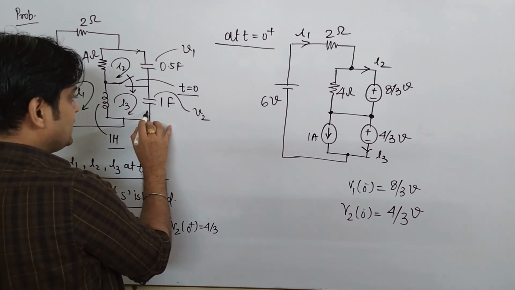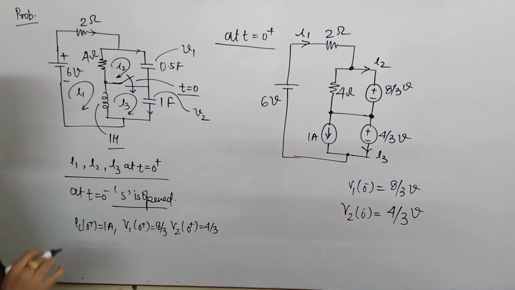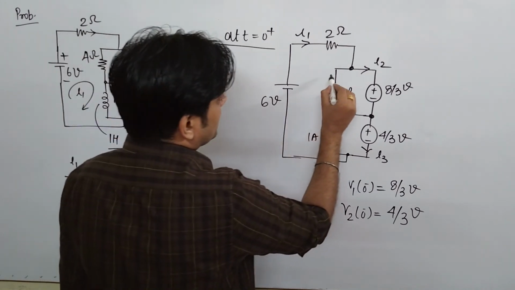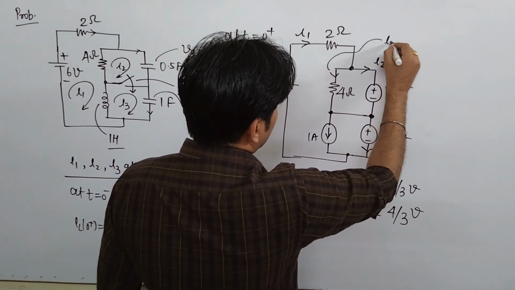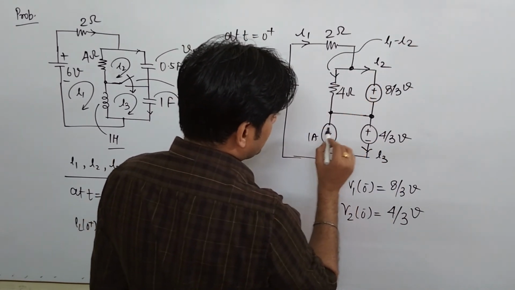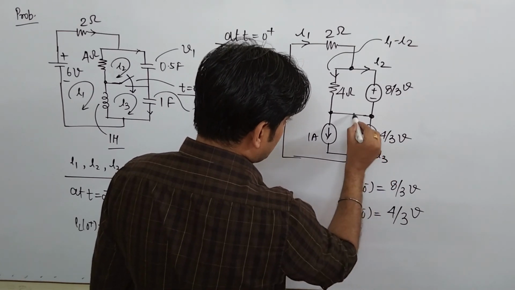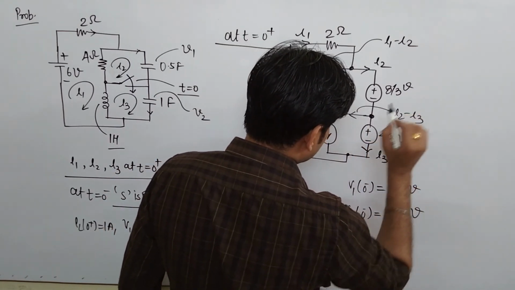Similarly, this I3 is the current which is flowing in this branch, and I1 is the current which is flowing in this branch. So from here you can say that the current here is I1 minus I2. This I1 will go here, I1 minus I2 will come here. Now I2 comes here, I3 comes here. What is the current here? This current is I2 minus I3.